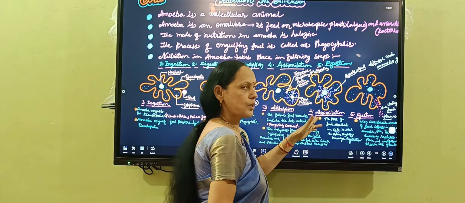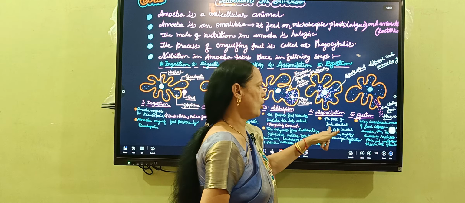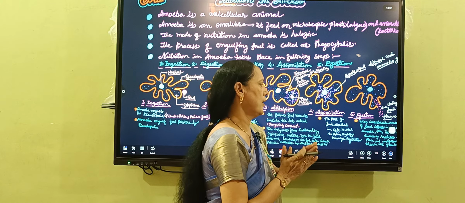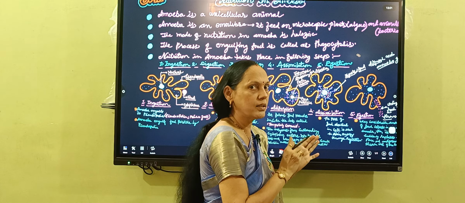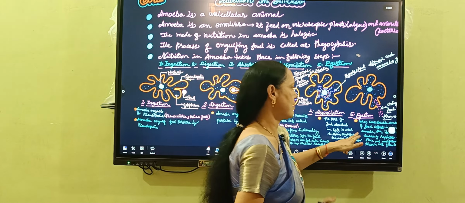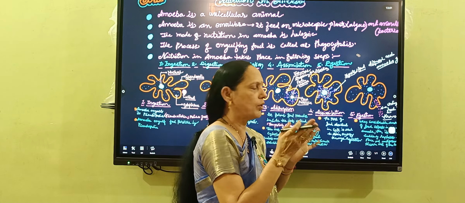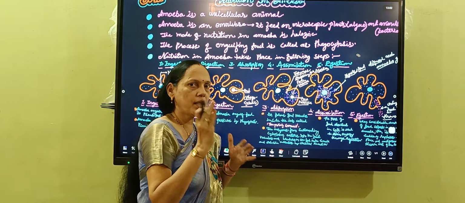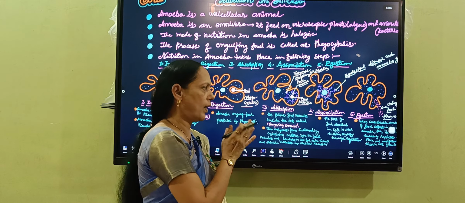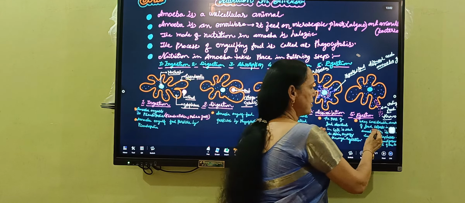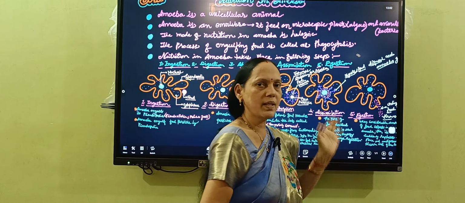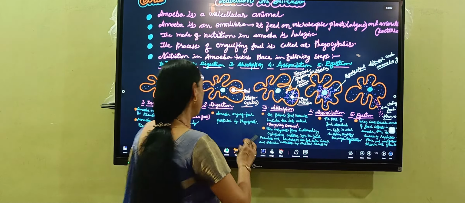Okay, then the next process, the fourth process, assimilation. The part of the food absorbed in the cell is used to get energy for respiration. And last is egestion. When a considerable amount of food is absorbed and waste material is built up, suddenly the cell will be ruptured and the waste material will be thrown outside of the cell.